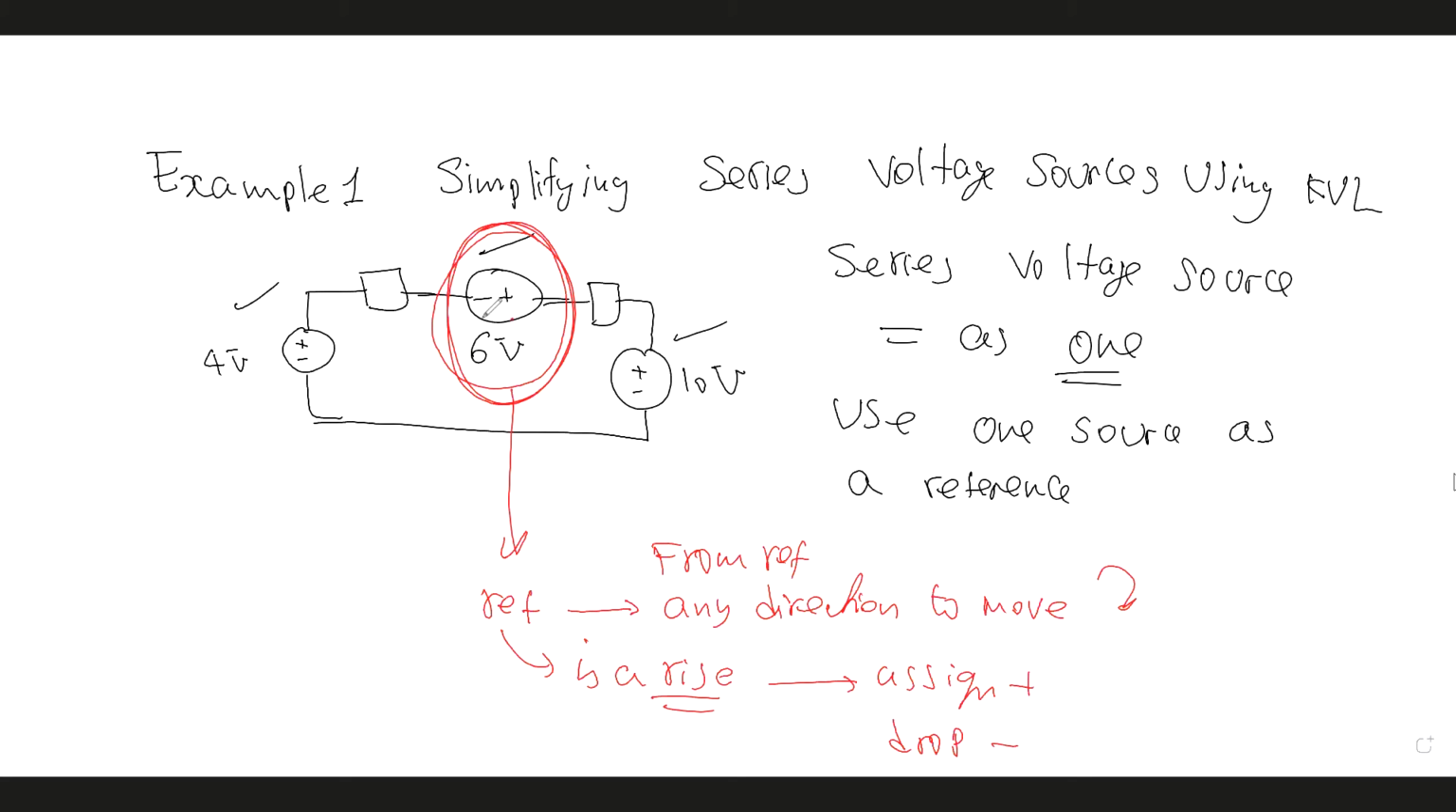I'm starting from my reference here. It's a voltage rise, so I have plus 6. Then I go and hit this one, 10 volts. It's a drop, minus 10. Continue, don't worry about the boxes. You only focus on sources. Then you hit 4 volts. It's a voltage rise, plus, oh, I chose bad numbers, sorry.